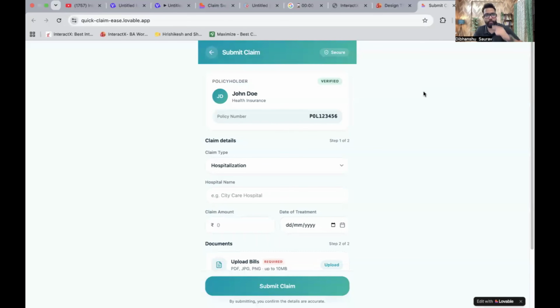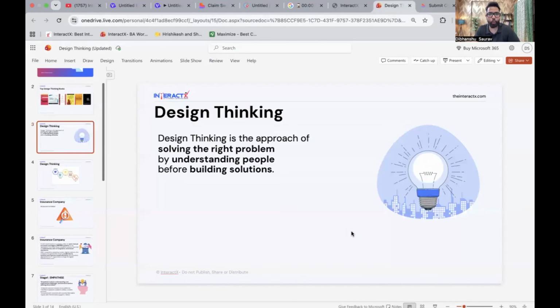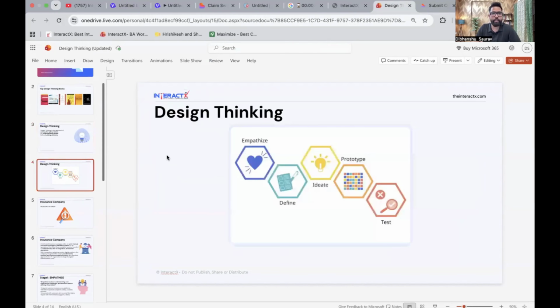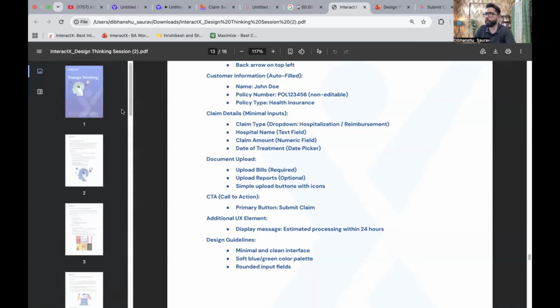All right. So team, we started with design thinking, where I said that design thinking is the approach of solving the right problem by understanding people before building a solution. Was I able to justify all 5 steps practically? And are you clear with the mindset of how we can use design thinking to solve problems? So team, I hope the session was insightful and helpful for all of you.